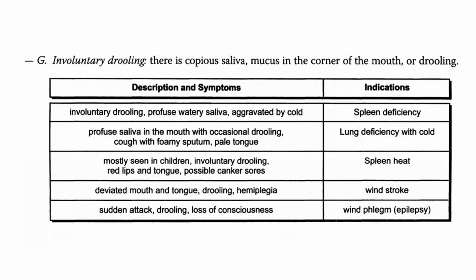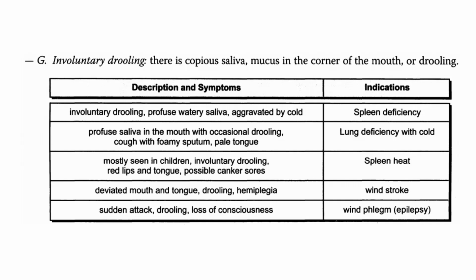Next, we have involuntary drooling. Here we have copious saliva, mucus in the corner of the mouth, or drooling. So if there is involuntary drooling, profuse watery saliva aggravated with cold, this is an indication of spleen deficiency. If there is profuse saliva in the mouth with occasional drooling, cough with foamy sputum and a pale tongue, this is an indication of lung deficiency with cold.